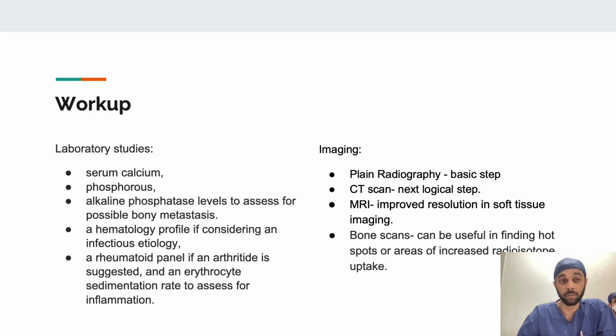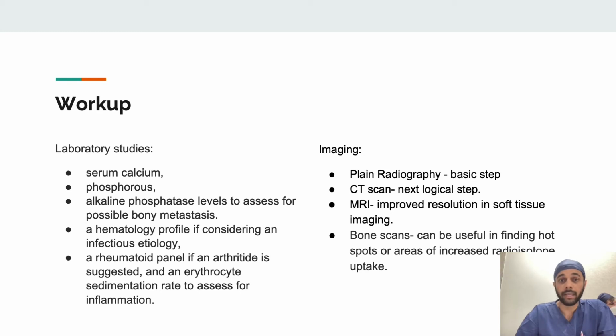So we definitely would try to get serum calcium, phosphorus and alkaline phosphatase. They are very important to rule out bony metastasis. There are certain tumors, metastatic tumors, which are responsible for calcium producing hormones, and they lead to a further increase in calcium and phosphorus in the body.